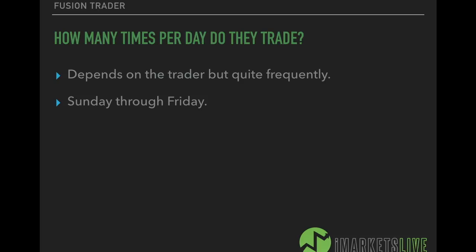How many times per day do they trade? Well, it depends on the trader, but they trade quite frequently. Otherwise, they're not going to be a FusionTrader. Sunday through Friday, because that's when the market is open. If you see on the weekend that your MetaTrader 4 app, the numbers are not moving, don't freak out. They freeze over the weekend. Why? Because the market is closed.